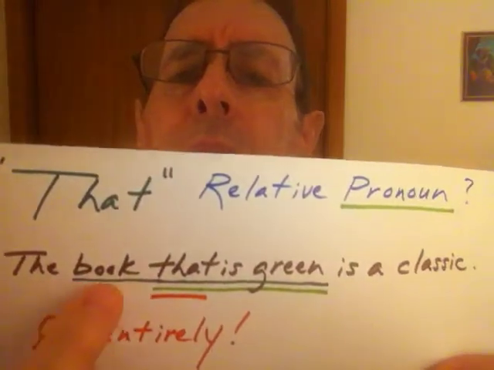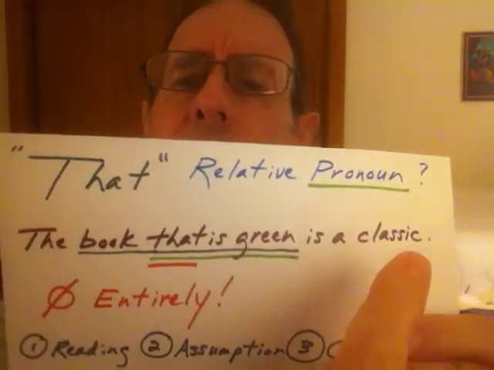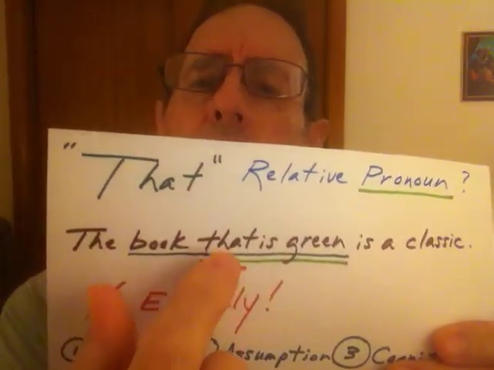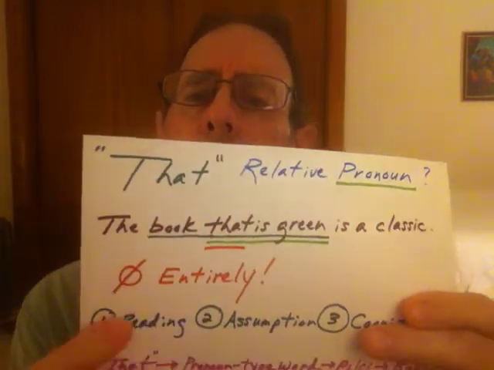All right? The book that is green is a classic. Is this really a relative pronoun? Well, I say no. No, not entirely. It's hard to do this in one or two videos, but you have to think through. You have to keep looking at it and think deeply, and you'll finally get it. It took me years. Now, you read the sentence that I just read.